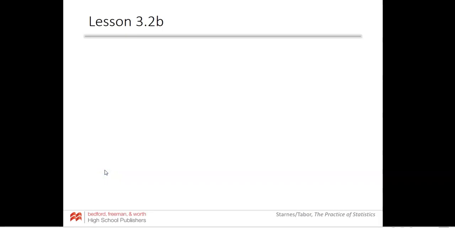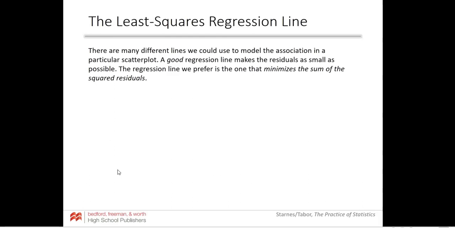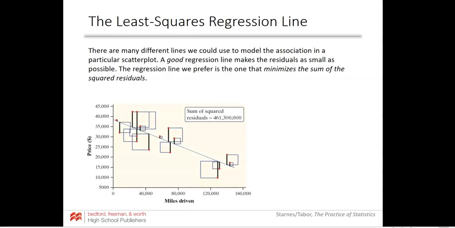Okay, this is lesson 3.2b. We're talking about the least squares regression line. So what is that? It minimizes the sum of the squared residuals. So I'll show you a picture of that, and then I want you to kind of experience it on your calculator.